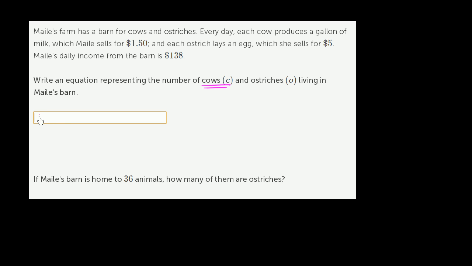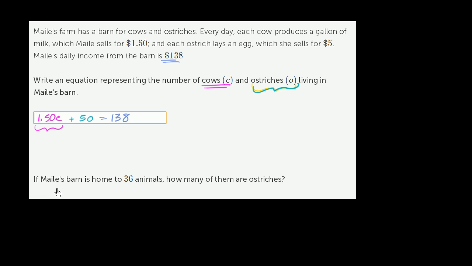we said each cow produces $1.50 per day worth of stuff. So this is the total income from the cows, and the total income from the ostriches, let me do that in a color that you can actually see, is $5 per egg per ostrich times O ostriches. And that's not a 0, that's an O. That's why O is not typically used for variables in algebra problems, because it looks like a 0. But we'll remember that this is an O right over here. And we said that the total income is going to be $138.